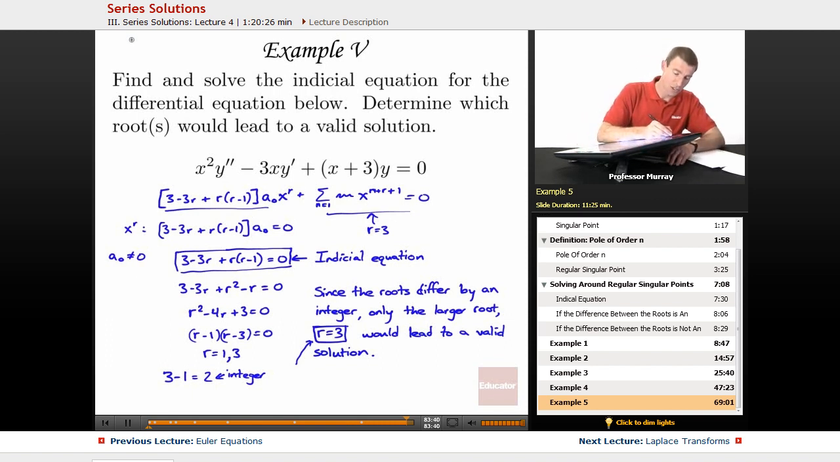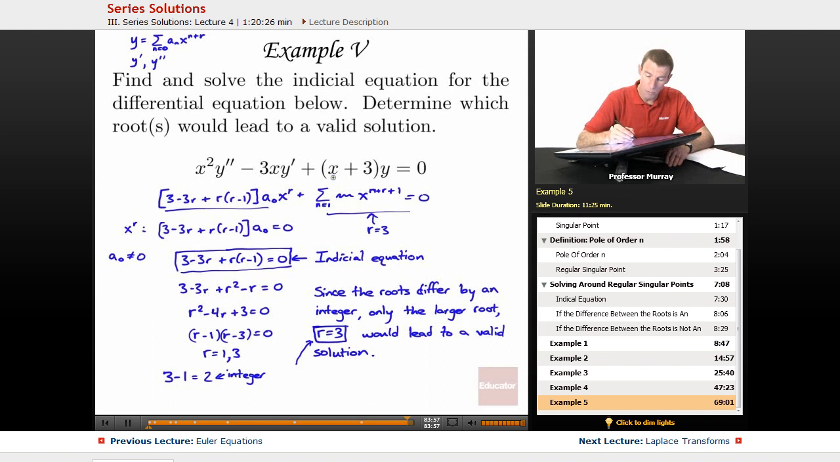We started out with our generic guess. y is equal to the sum from n equals 0 to infinity of a_n x to the n plus r. We figured out y prime and y double prime, and then we multiplied y prime and y double prime by the various coefficients here, x squared, 3x, x plus 3, and so on. We plugged those terms in, we got these big series, and the first thing we did was we tried to match exponents, x to the n plus r, and then we tried to match starting indices.